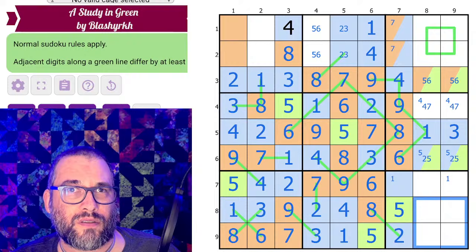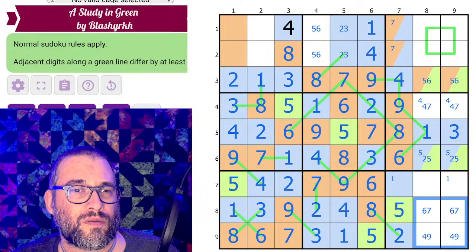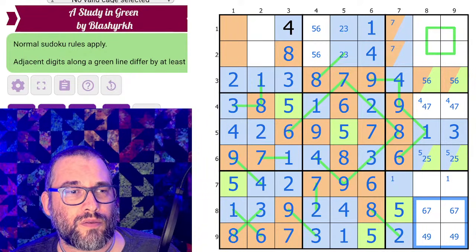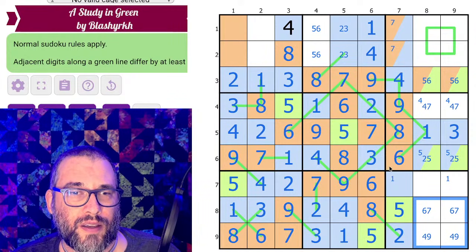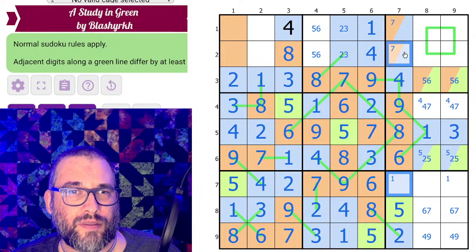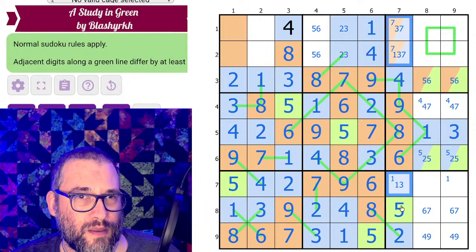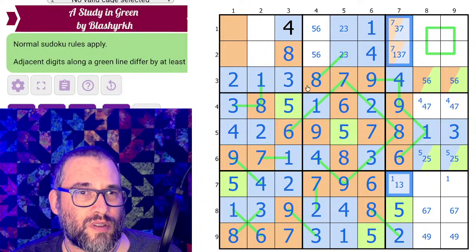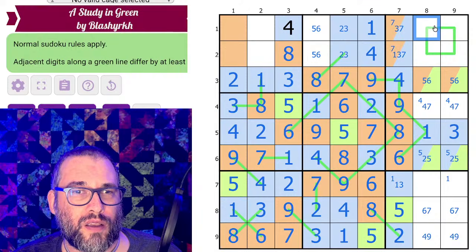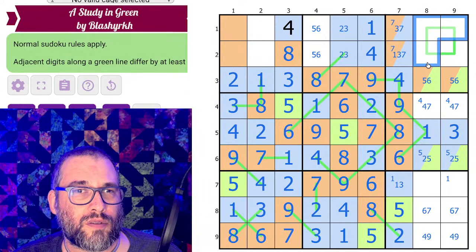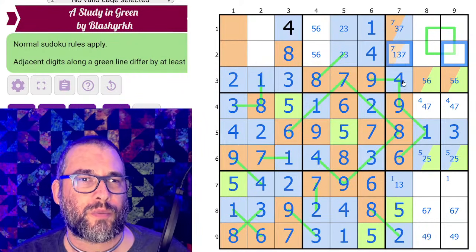Fill these in. Okay. Left in this column. Yeah. 1 in box 3. Yeah, I see 2 places for 1 in box 3.